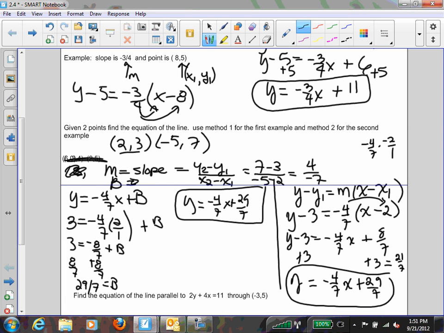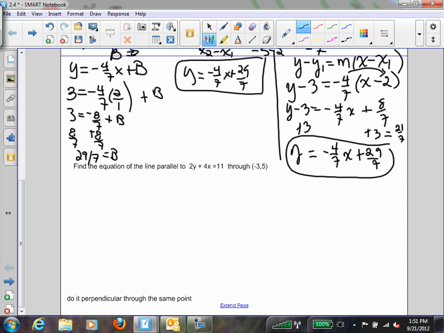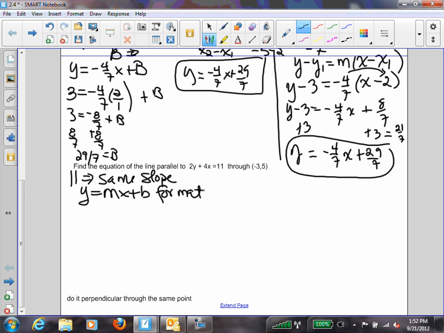Okay. What do we know about parallel lines? What do we know about slopes? It's the same slopes, right? So, parallel lines, same slope. Do I know what the slope of this line is? Not yet, I don't. Because it's not in the correct format. It's not in y equals mx plus b. So you need to get y equals mx plus b format to be able to find your slope.